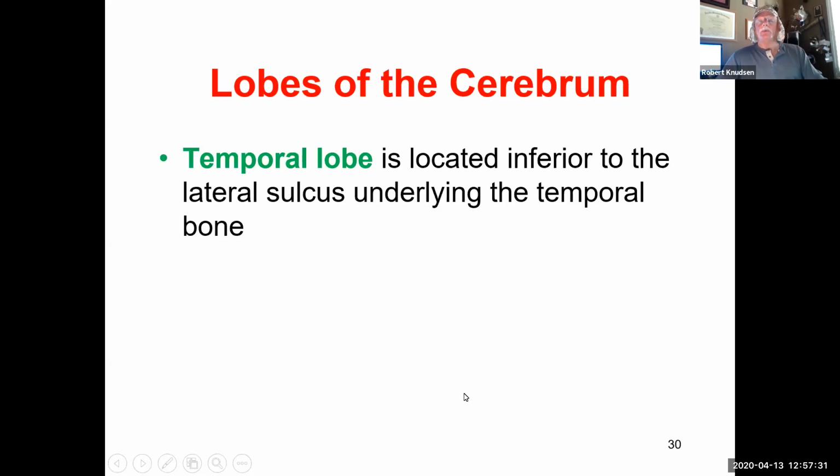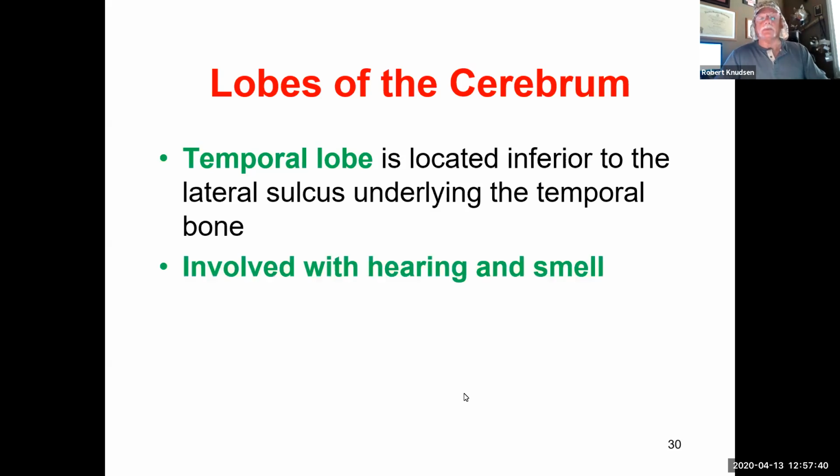Temporal lobe, right where your ears are at. So immediately you say hearing, yes, but remember, sense of smell there. So hearing, sense of smell. Good? Test questions.